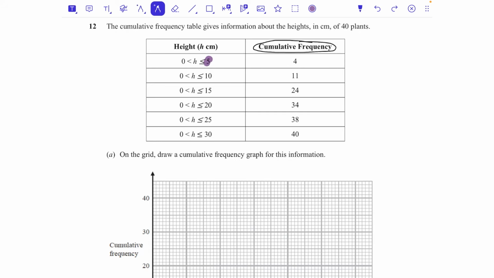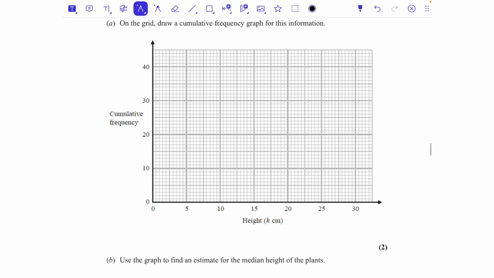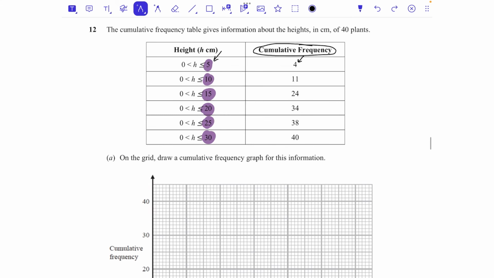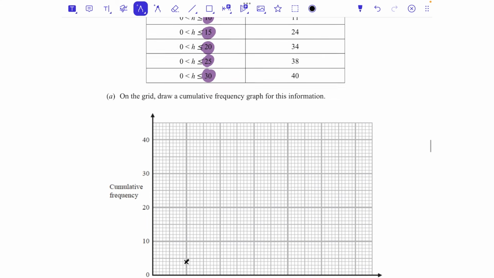Now, when we're plotting cumulative frequency, we plot at the top of the category. So we're going to go across to 5 and up to 4. So across to 5 and up to 4. Always check what you're going up in. This is 10 little squares is 10. So we are going up in 1, so that's okay. Across to 10 then and up to 11.